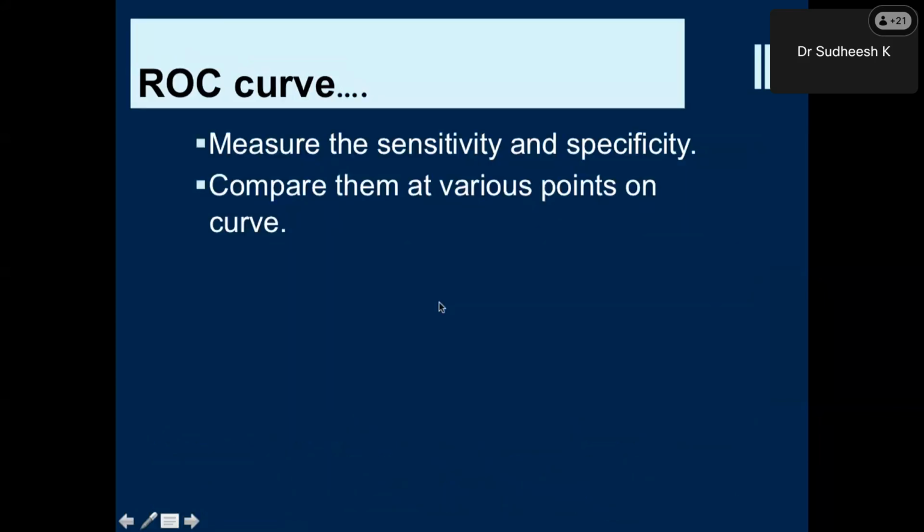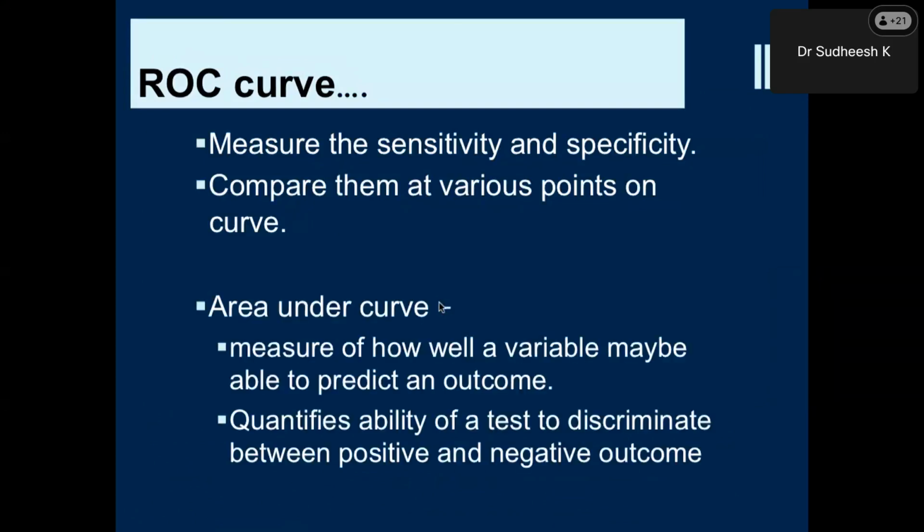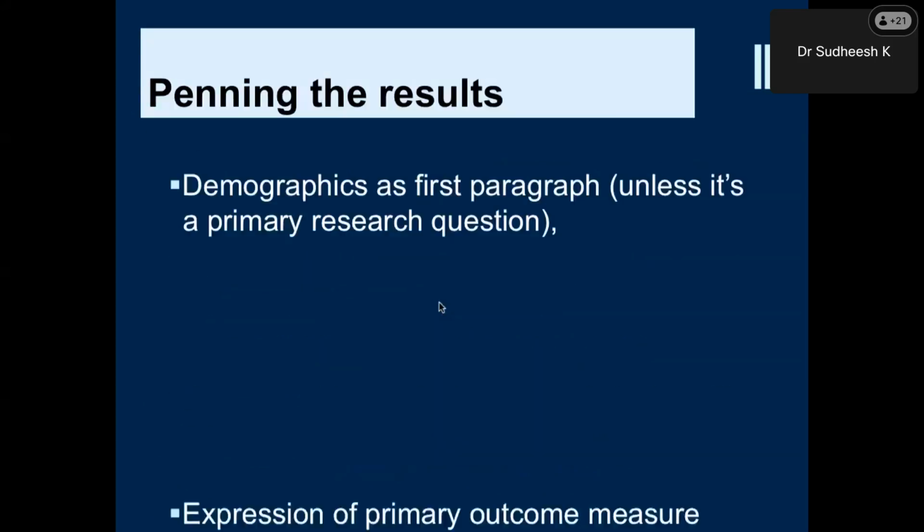It is mainly used to measure the sensitivity and specificity of a diagnostic test and also compare them at various points on the curve. The area under the curve is a measure of how well a variable may be able to predict the outcome. It quantifies the ability of a test to discriminate between positive and negative outcomes.